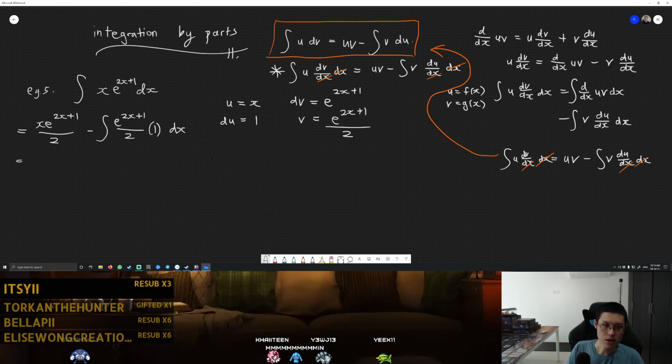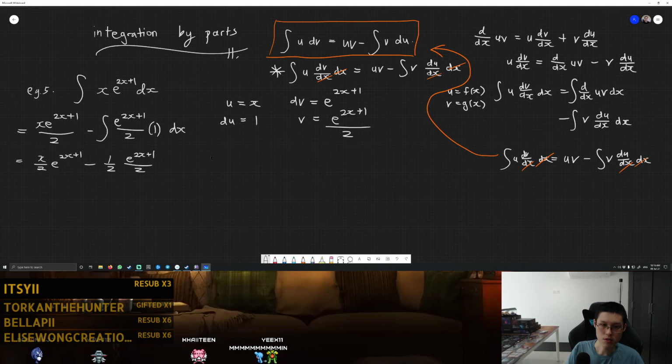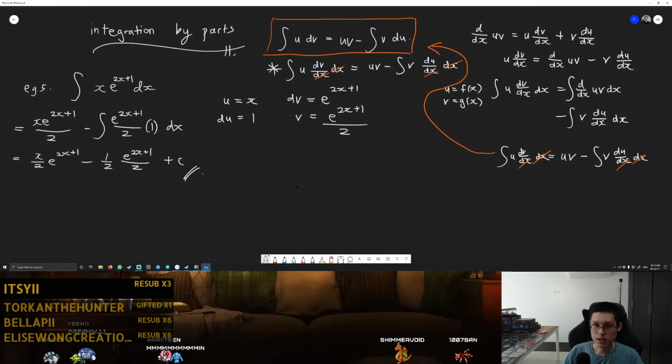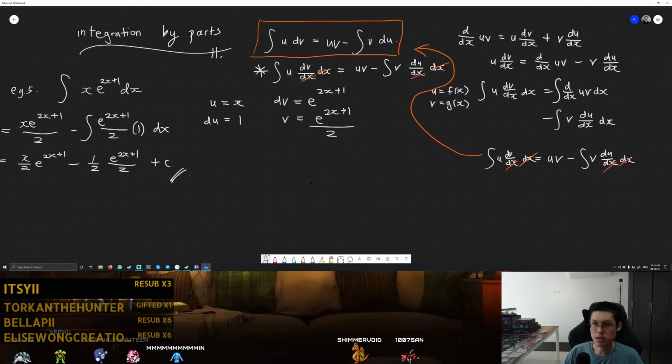Okay, so that's going to give me x over 2 e^(2x) plus 1 minus 1 over 2, and then we integrate this guy again, which is going to give us again over 2 and then plus c. And that's how you integrate by parts. Okay? Right, let me show you another example, a slightly more complicated example.